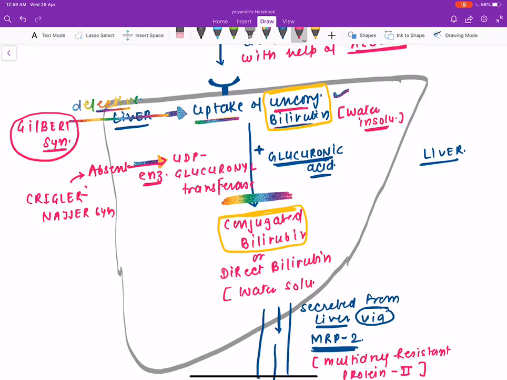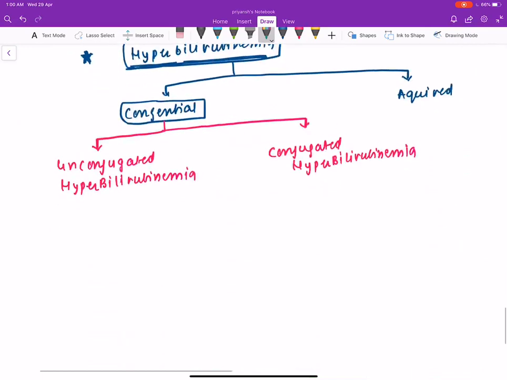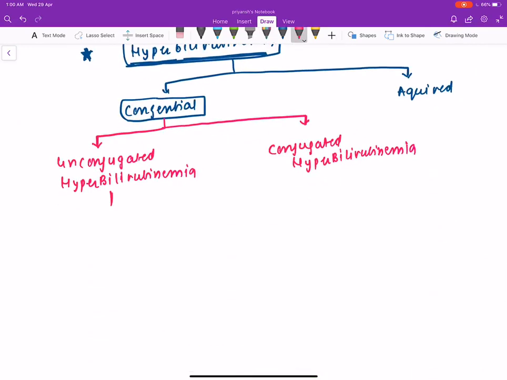So I have explained two reasons for unconjugated hyperbilirubinemia. If the liver is unable to take up the unconjugated bilirubin, this condition is called Gilbert syndrome. If the enzyme of conjugation is not there, then this condition is called Crigler-Najjar syndrome. Let's write this down here. The causes of unconjugated hyperbilirubinemia. The first cause that you should know is Gilbert syndrome, and in Gilbert syndrome, uptake of unconjugated bilirubin is defective.